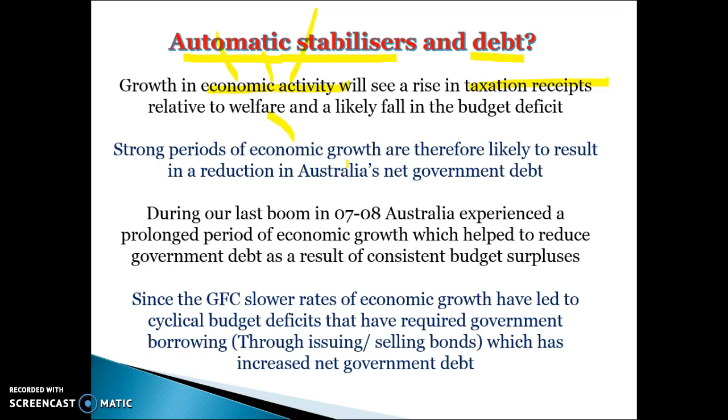During troughs, we experience decreased taxation revenue, more expenditure, and our debt grows a lot faster. So during our last boom in 07-08, we experienced strong economic growth, which helped to create budget surpluses, which reduced our government sector debt. Since the GFC, slower rates of economic growth have led to cyclical budget deficits, which required more government borrowing and higher government debt. So that relationship between automatic stabilisers and debt can be explained through deficits.